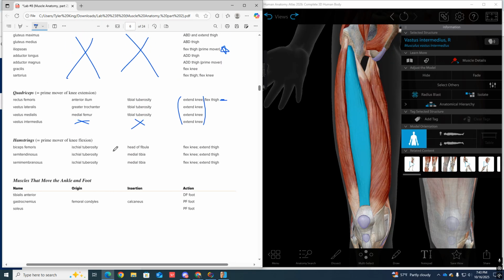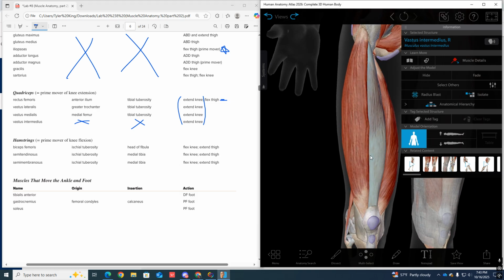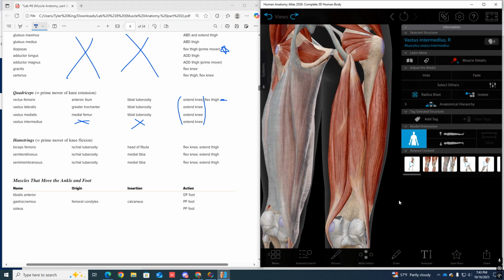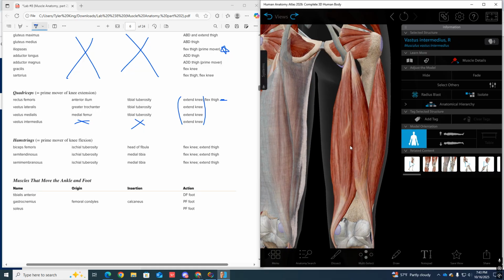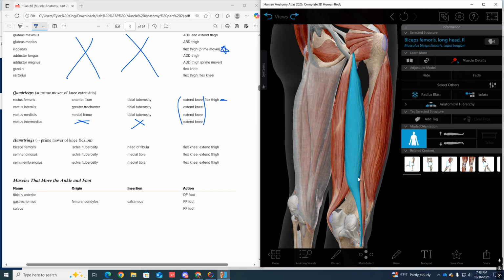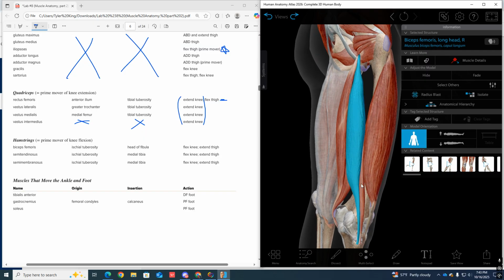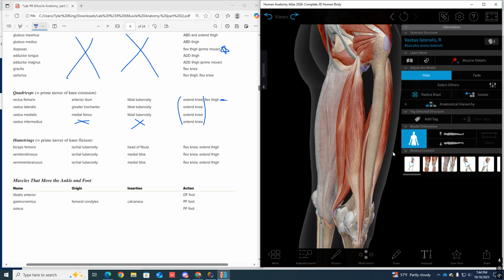So, hamstrings, prime mover of knee flexion, okay? So these ones are found on the posterior aspect of the knee, or of the thigh. Posterior aspect. So the first one here is called the biceps femoris, okay? So we can see it here, the biceps. Biceps means two heads, kind of like the biceps brachii, okay? So it's a two-headed muscle, but it is in the femoral region. And we can see, this is the long head, right here's the short head, okay? Long head, short head. Let's hide this vastus lateralis here.